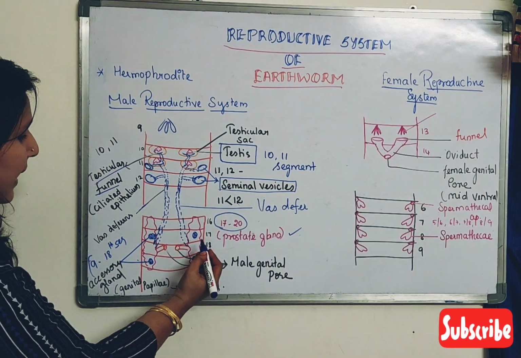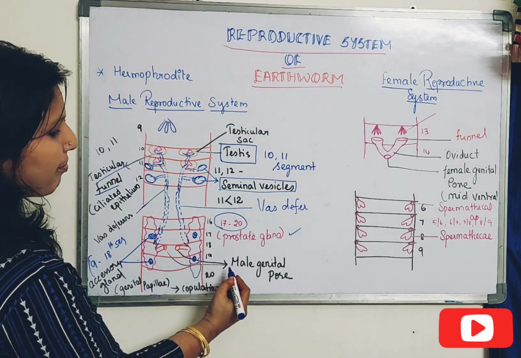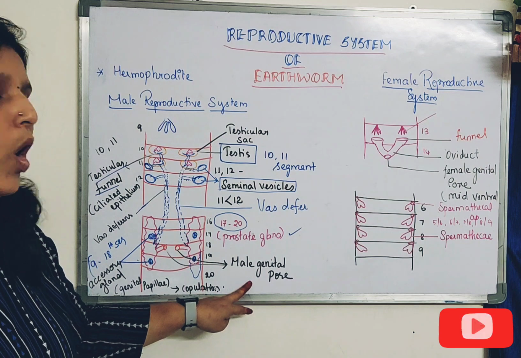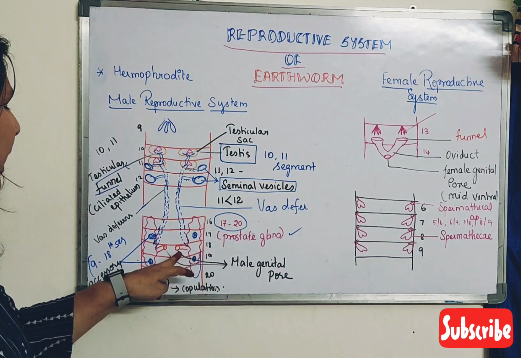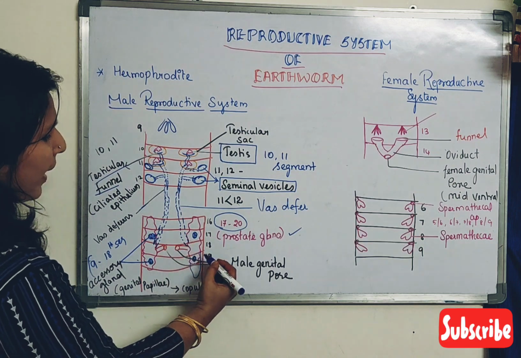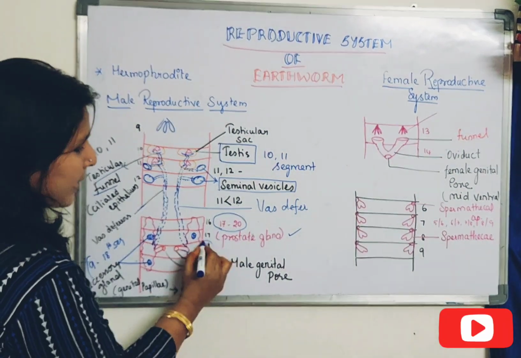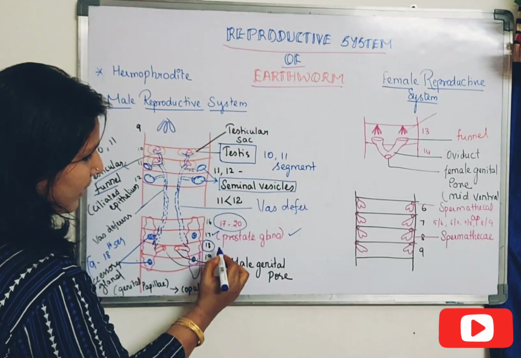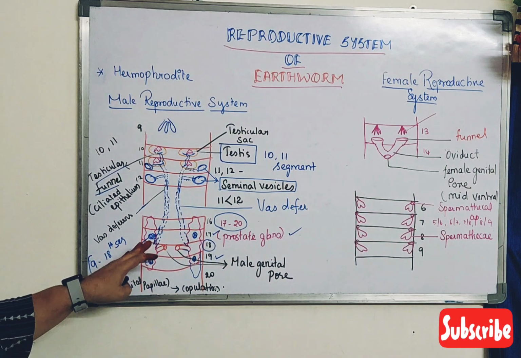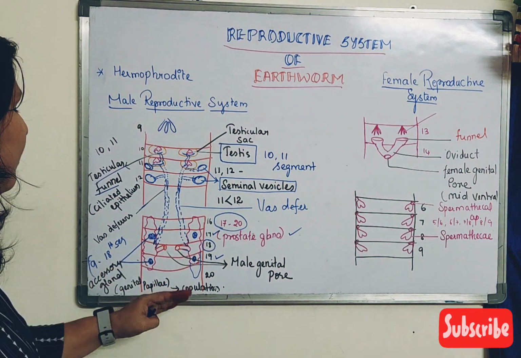So in the 18th segment, we can observe a pair of male genital pores. Male genital pores are seen in the 18th segment of the earthworm. Clear? So the 18th segment of the earthworm, right? Between the 17th segment and the 19th segment, you can see two pairs of accessory glands.